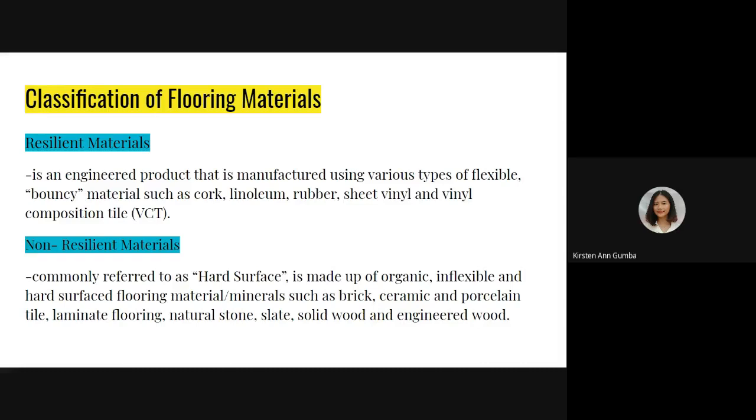On the other hand, non-resilient materials are commonly referred to as hard surface. So these are made up of organic, inflexible, and hard surface flooring material or minerals such as brick, ceramic and porcelain tile, laminate flooring, natural stone, slate, solid wood, and engineered wood. Unlike resilient floors, these floors are rigid and do not have a cushion. So usually these floors do tend to have a clicking sound when walked on.